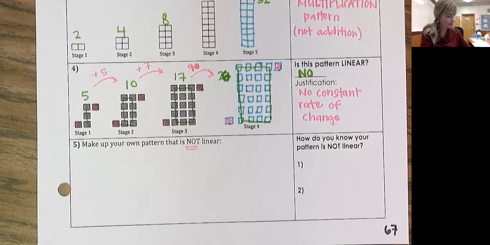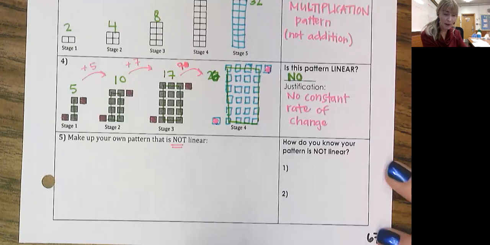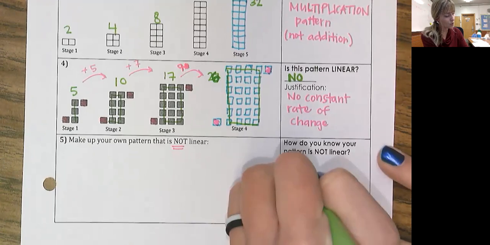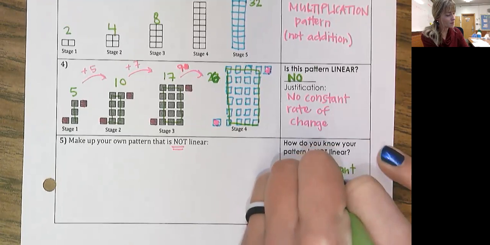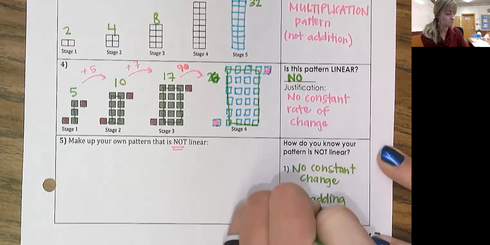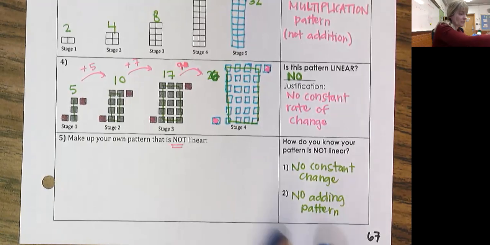So the question is, how are you going to do that? Well, I'll help you answer these before you even draw it. How are you going to know? How are you going to make sure your pattern is not linear? You're going to make sure that there is no constant change, which means you're going to make sure you do no adding pattern. So you just need to make up something that you know is definitely not linear because it doesn't have either of those 2 things. Pause me right now and draw that. Okay, did you draw it? I'll check that in your binder checks when we take a picture of that.